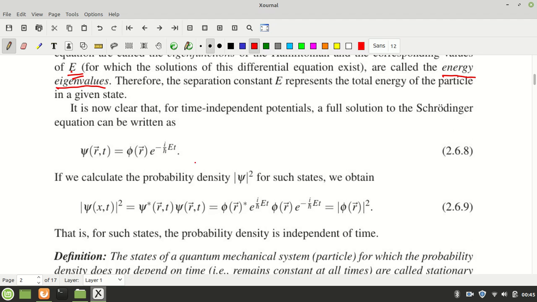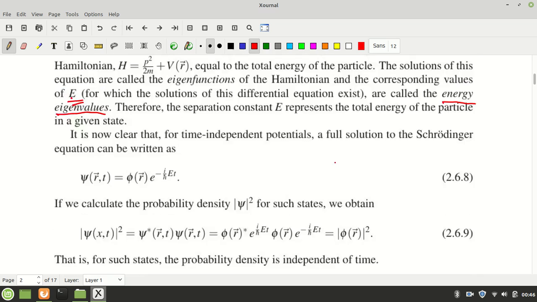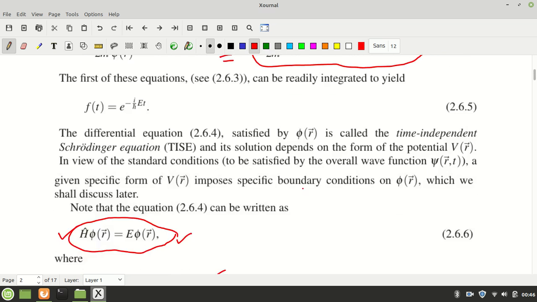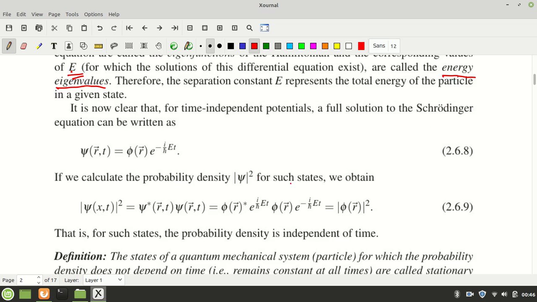Now the total solution you can write. The time part we have found: e to the power minus i by h cut E t, which is a scalar, multiplied by phi of r. Phi of r we have to find out, because we don't know about the potential V of r, and if you know the potential V of r, then you can solve this second order differential equation to find phi, that is the time independent wave function. The interesting fact is that the probability density, that is mod psi square, is equal to psi star psi.